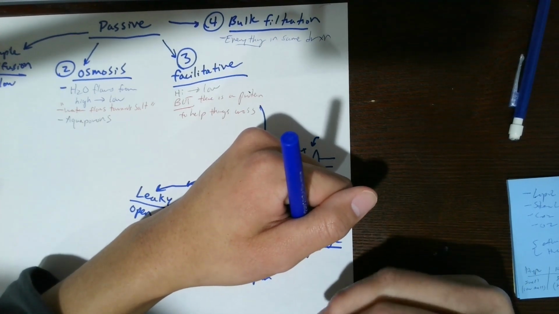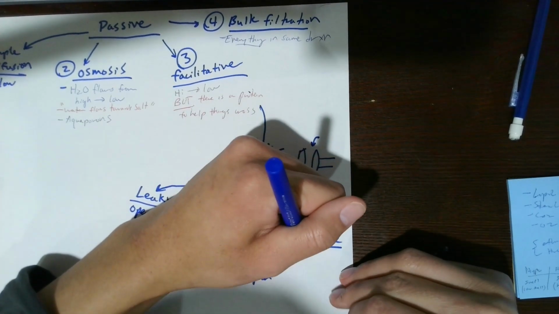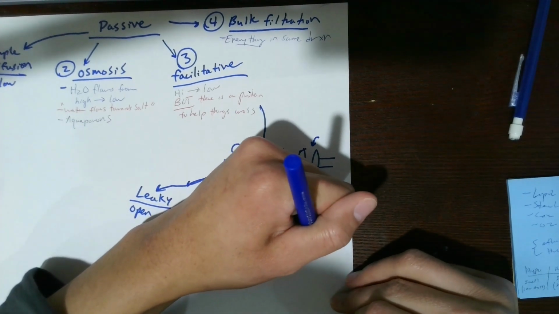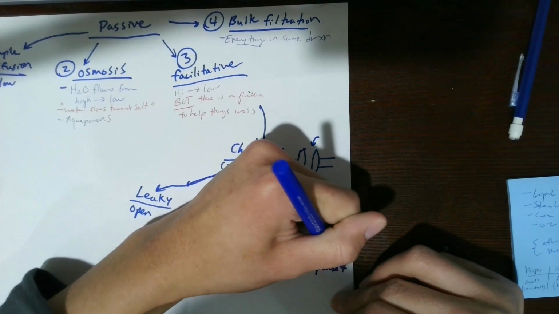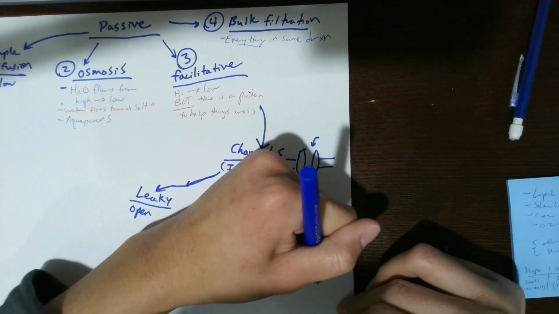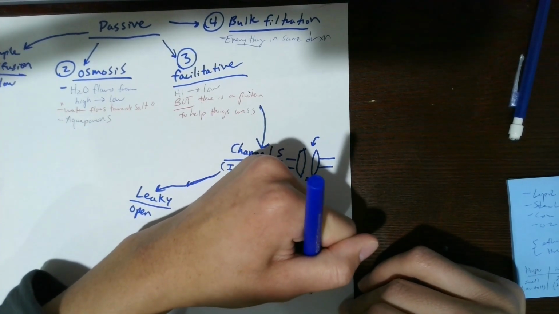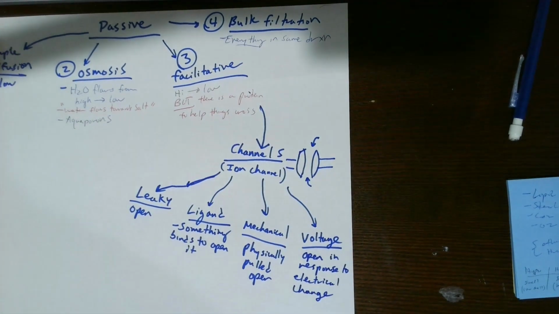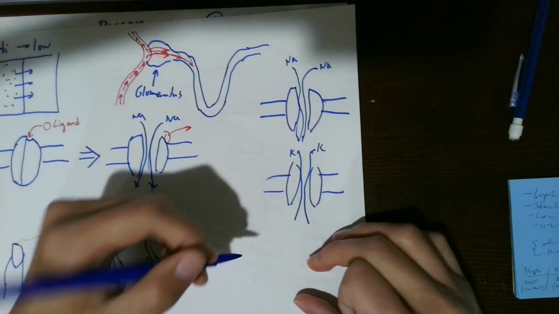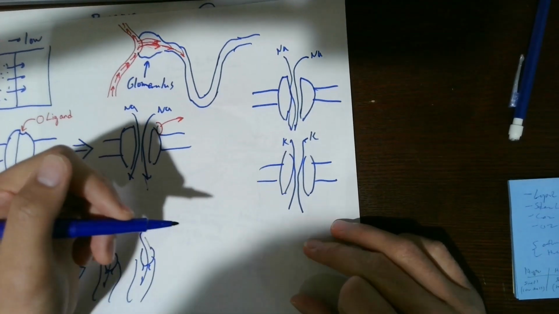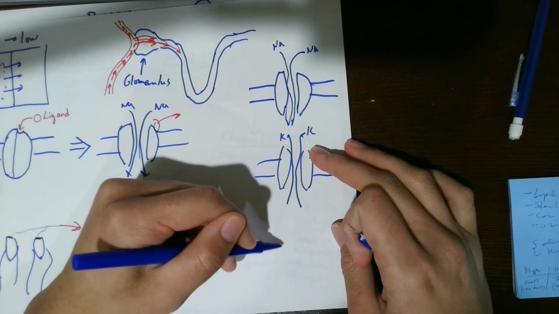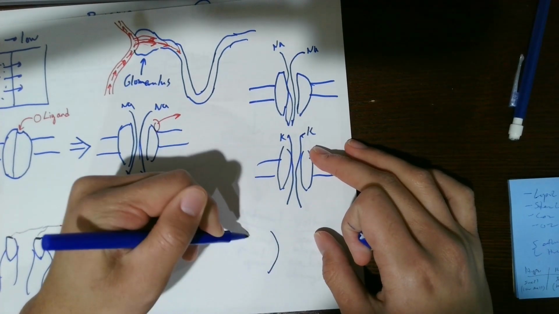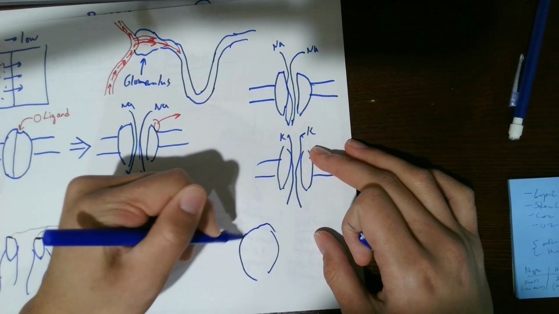So these types of channels open in response to electrical change in the body. What it looks like is, and this is kind of tricky to understand because we haven't taken physics yet, but a voltage-gated channel kind of looks like this. So it's closed normally.